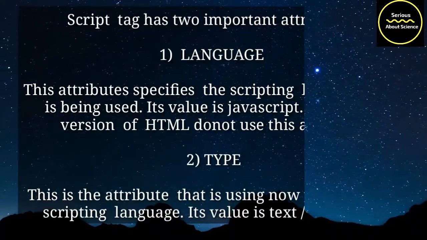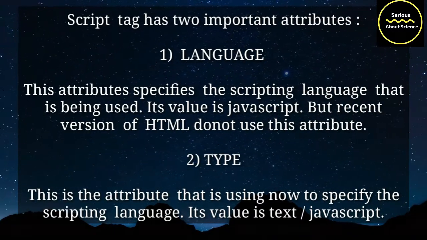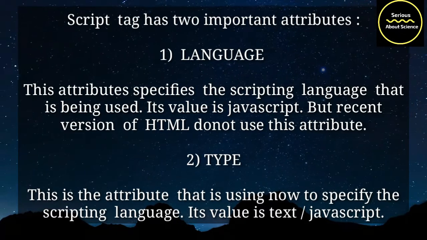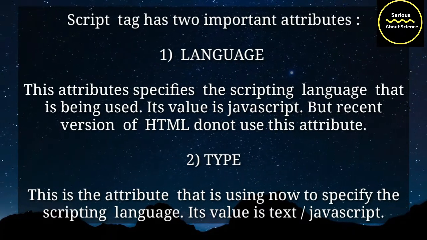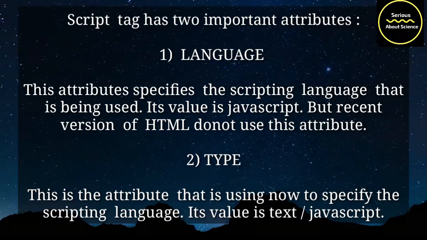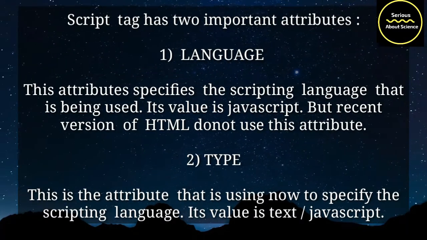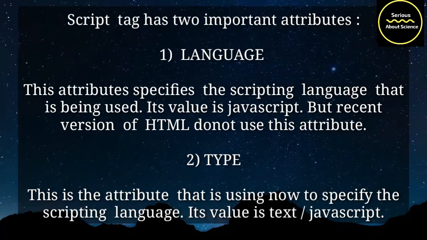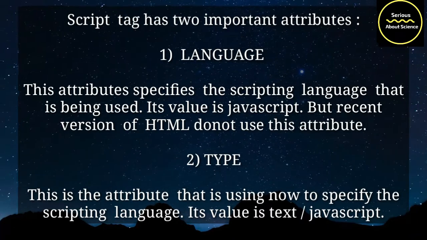The script tag has two important attributes. What is attribute? Attribute is a piece of information which determines the properties of a tag, or in simple words, attribute means additional information, a feature, a property, something like that. Anyways, script tag has got two important attributes, two important properties, two important features.